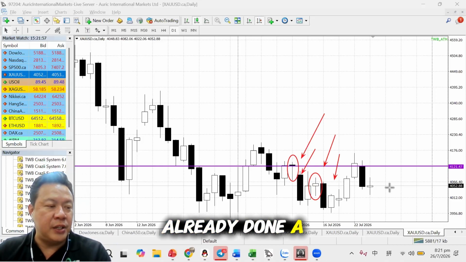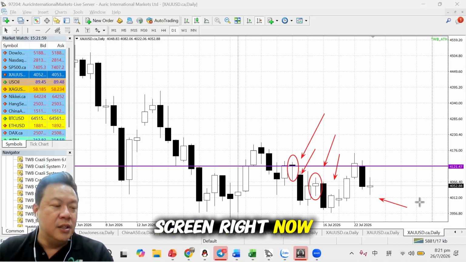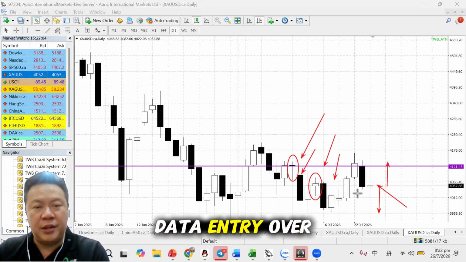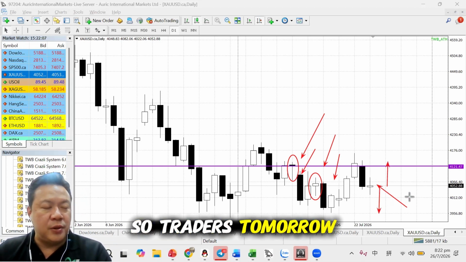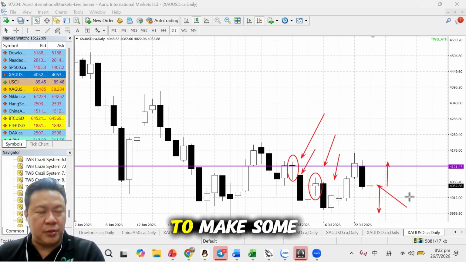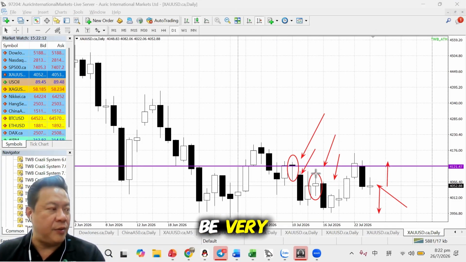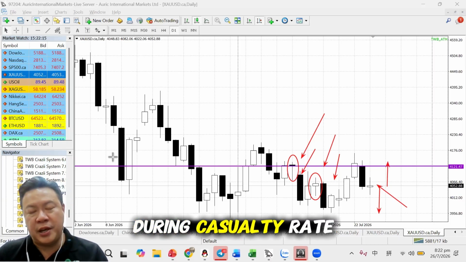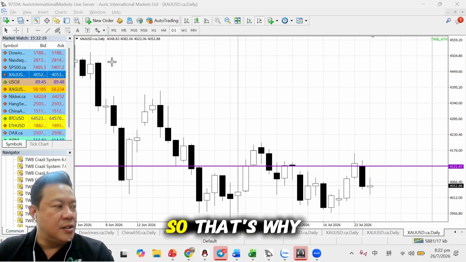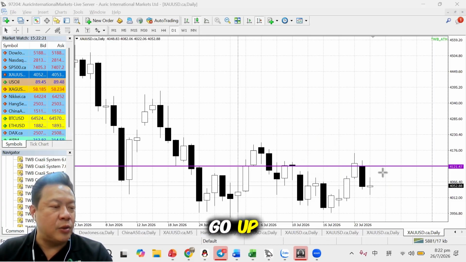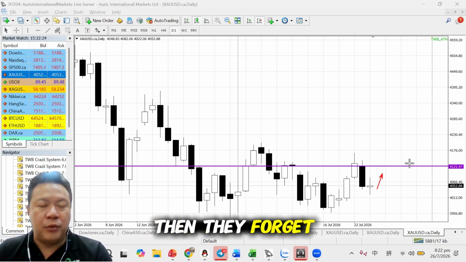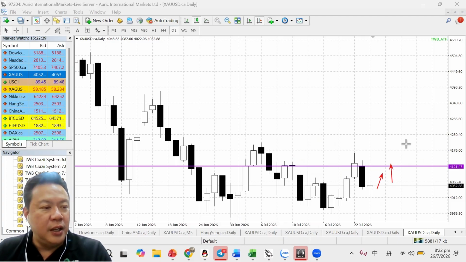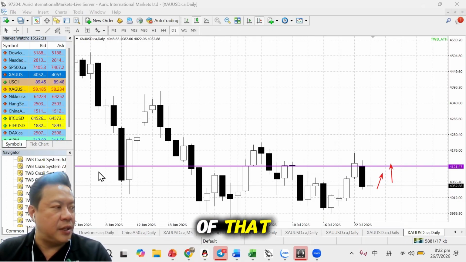So that's why I suspect tomorrow will be the same. The market has already done a doji, as you can see on the screen right now. So tomorrow is either all the way up or all the way down. So traders, tomorrow is the doji day. You just have to try to make some money out of this because it's going to be very helpful for traders. We realized that a lot of people lost money during the last year. When the market started to go up, they thought it was overbought, then they forgot there's a DJDD, and the price kept surging higher until the traders' positions just collapsed. So just take note of that.